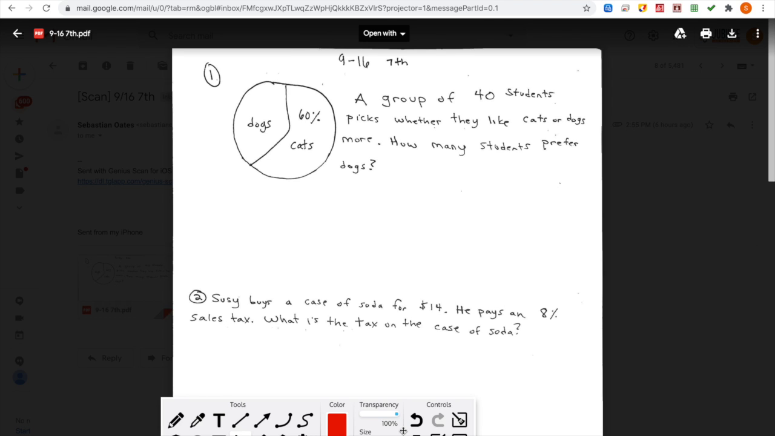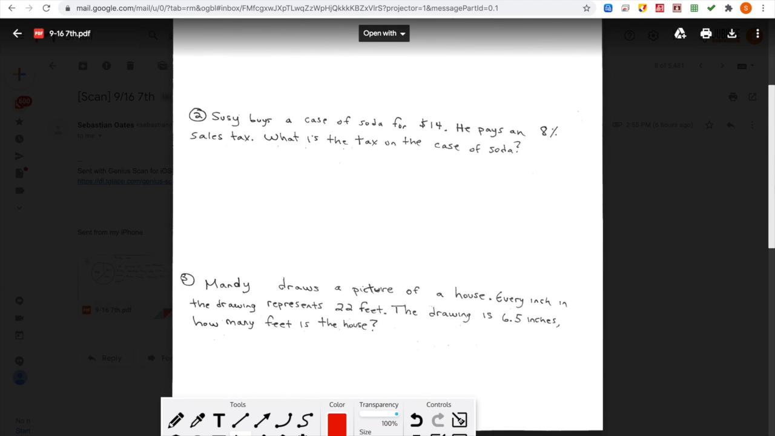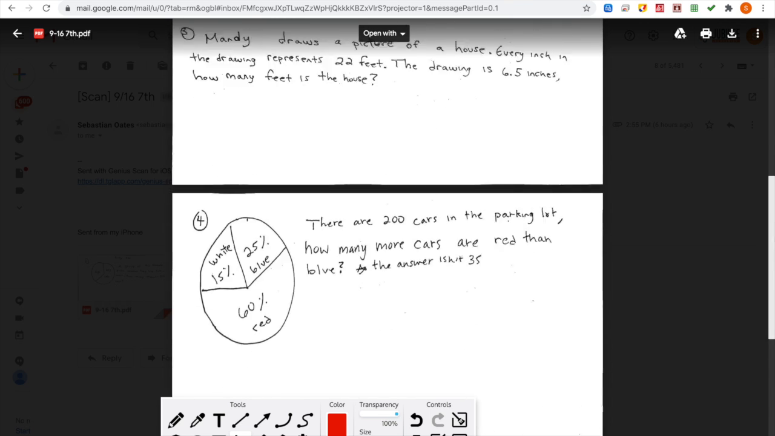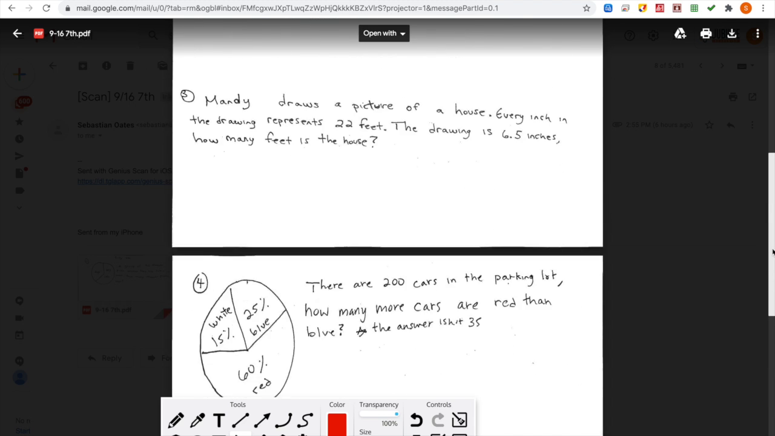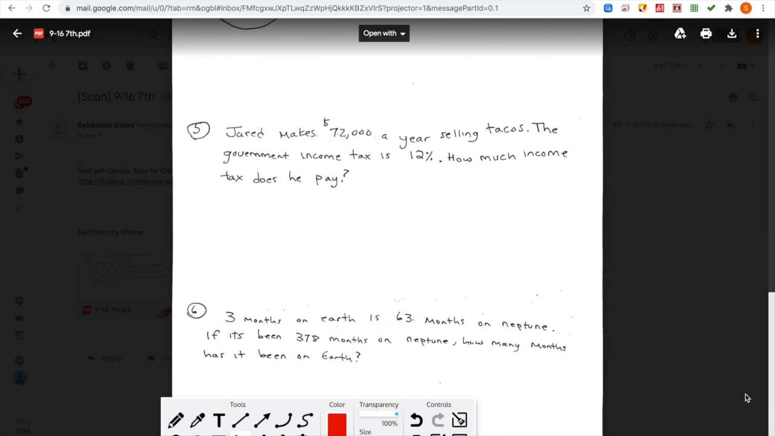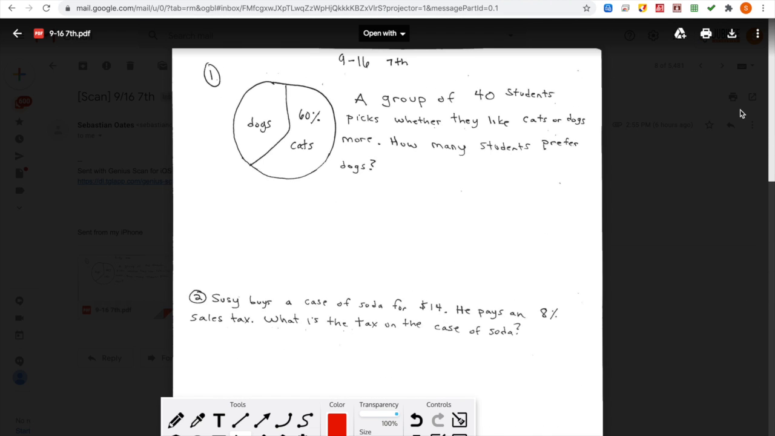All right, so today we're doing the work for September 16th for 7th grade. So once again, we're going to do the same thing. We're going to work on some percent questions, tax questions, which are percent questions, and then we're going to work on ratio questions. I'm going to do problems 1, 2, and 3. You're going to get those notes down, and then you're going to do 4, 5, and 6.